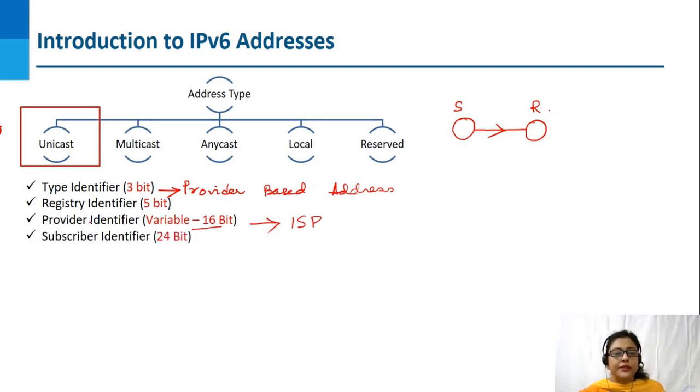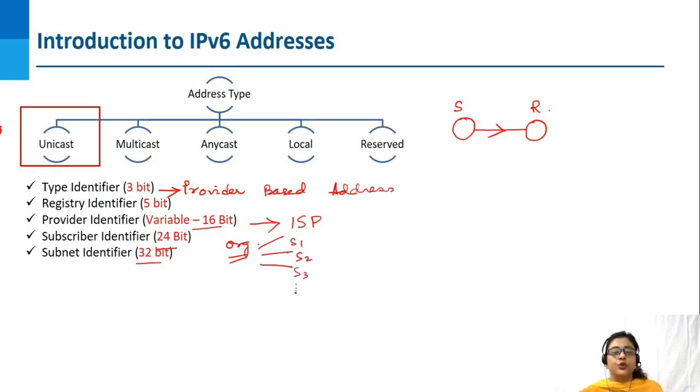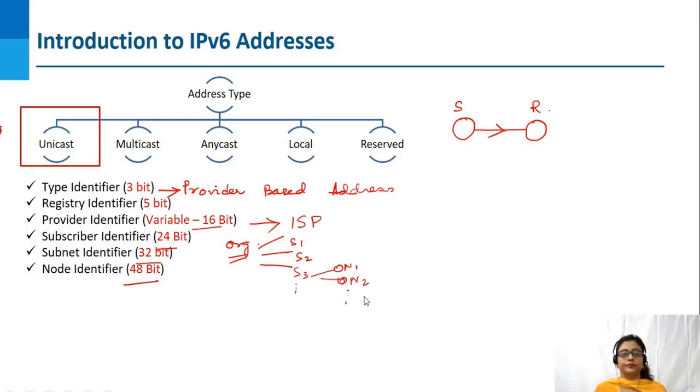Next we have the subscriber identifier. It is 24 bits. It is basically the organization that has subscribed to the ISP. After that we have the subnet identifier consisting of 32 bits. Each organization can have a large number of subnets, let's say S1, S2, S3 and so on. So it is defined by the subnet identifier. Next we have the 48-bit node identifier, which defines the node in the particular subnet like N1, N2 and so on. So this is unicast addressing.